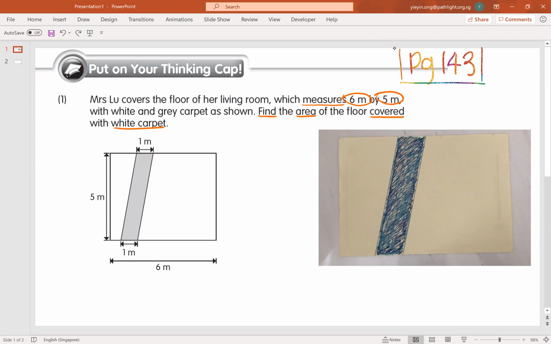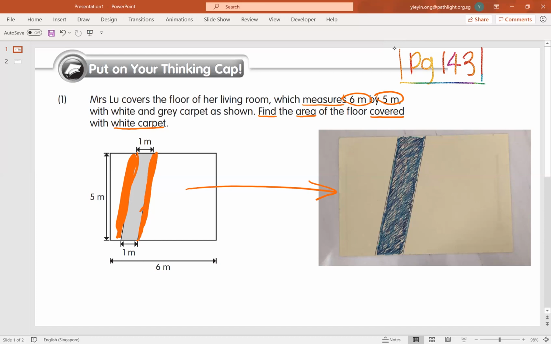You can take a rectangular piece of paper as shown here, and then you draw one line across. My line is not straight, but you can draw a straight line with a ruler. Then you draw another line which is parallel to the first line you have drawn. My line is not parallel, but you can draw a parallel line. And you will get something like what Miss Ong did on the right.